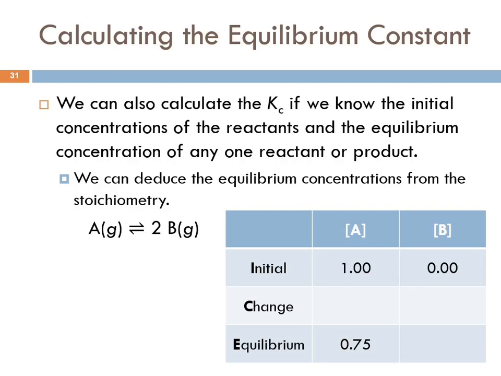Then we measure things at equilibrium, and we find that the equilibrium concentration of A is 0.75. We can fill in the rest of this table using stoichiometry. And this is what that question on the math review worksheet was kind of introducing you to, how to think about this. So if this started at 1 and it went to 0.75, what was the change? It went down by 0.25, right? So the change is minus 0.25.